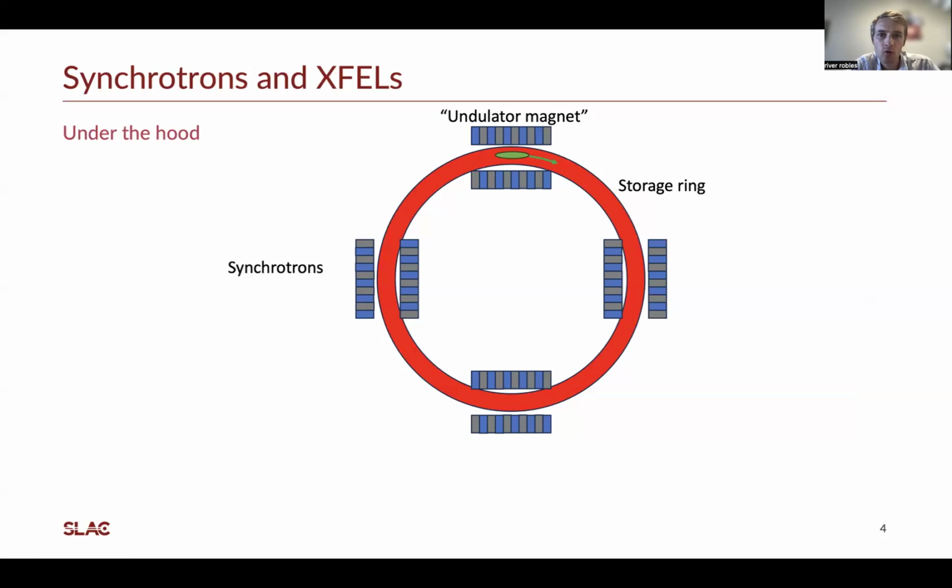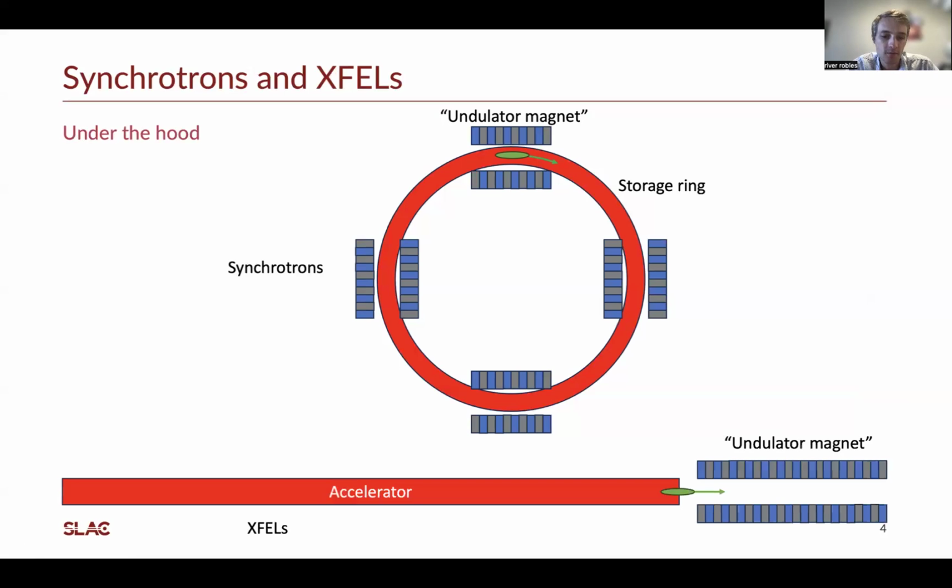And if you compare that to a free electron laser, you'll find that the picture is really not so different, in the sense that you still have some accelerator generating a high energy bunch of electrons moving very close to the speed of light. And at the end of that accelerator, the electrons are sent again into an undulator magnet. So to understand how synchrotrons and free electron lasers work, we need to understand how electrons behave inside of these things called undulator magnets, and what those undulator magnets are in the first place.